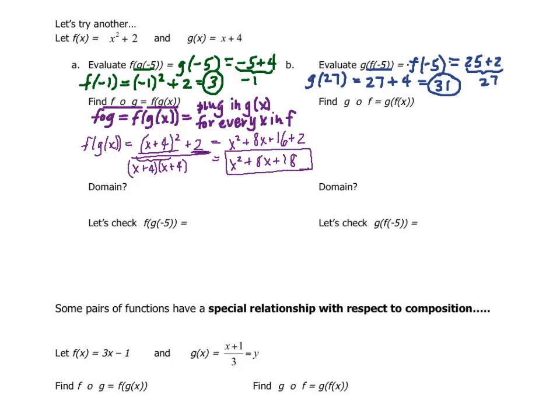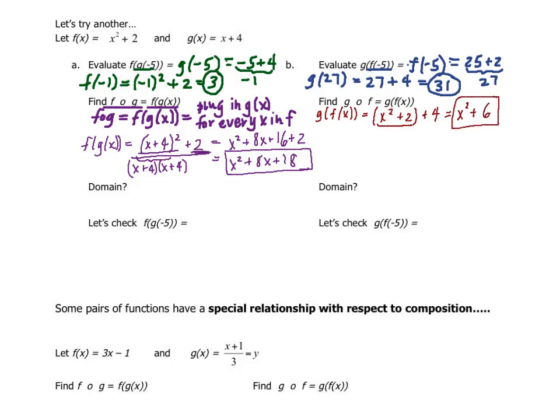Now go ahead and pause the video and see if you can do g of f of x. Okay, so when you first plug it in, you should have plugged in f of x for the only x in g, which should give you x squared plus 2 plus 4. Then combine like terms and simplify it, and you get x squared plus 6.